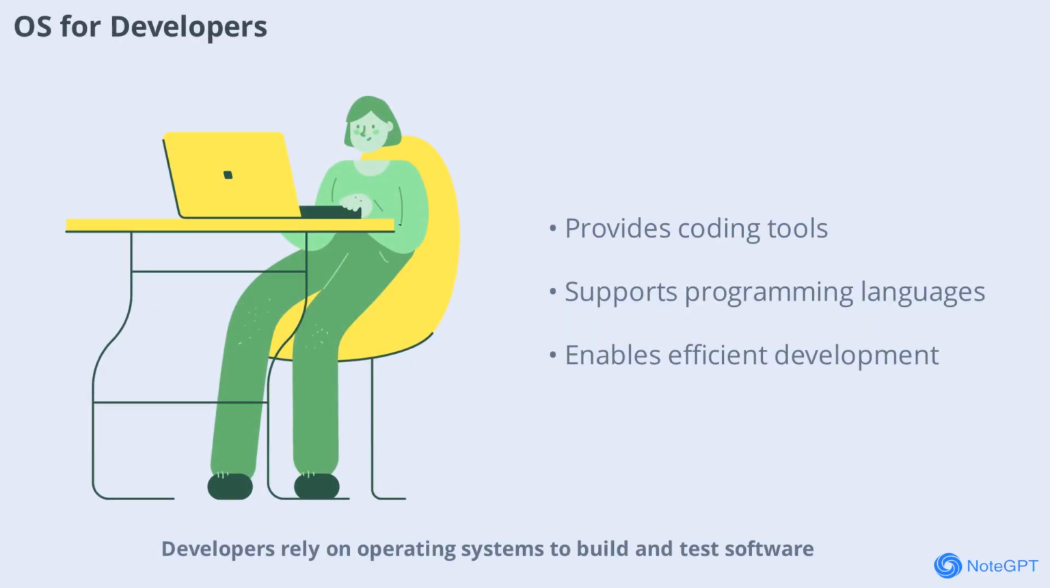Developers rely on operating systems to build and test software. The OS provides tools, libraries, and environments for coding, debugging, and deploying applications. Some OSs are especially popular among developers for their flexibility and support for programming languages. Understanding your OS's capabilities can make development faster and more efficient.